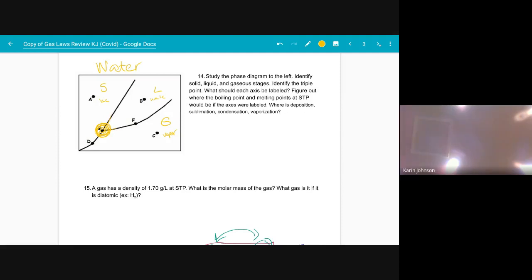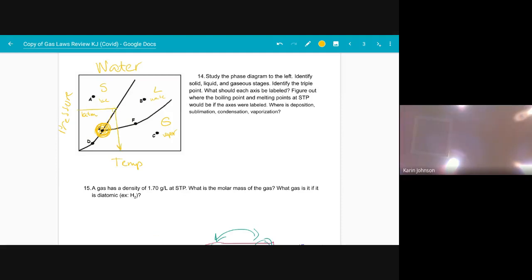What should each axis be labeled? So temperature is on this one and pressure is over here. Figure out where the boiling point and melting points would be at STP. So STP, standard temperature and pressure, would be like 1 atmosphere. So somewhere on my chart tomorrow, I'll have 1 atmosphere. So you would go like this and straight down.